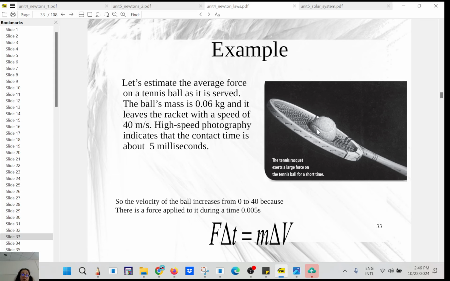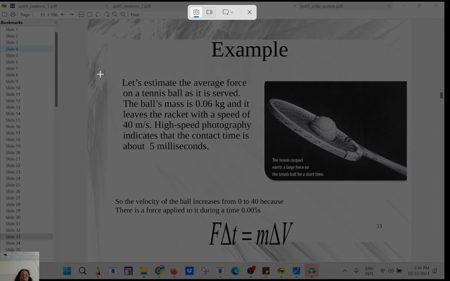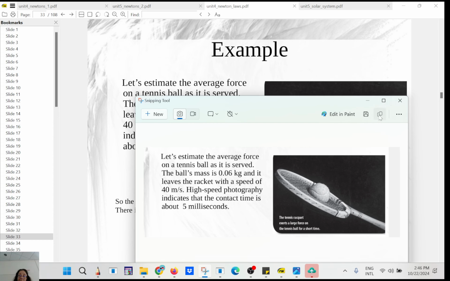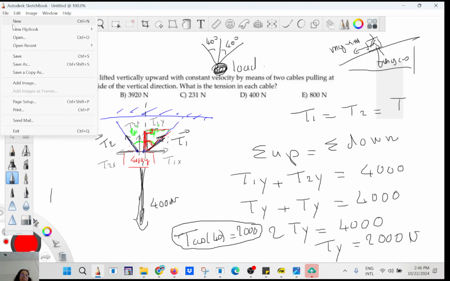And so let's try to do this one. Let's do the numerical problem. So a lot of applications. Don't forget this also for the test, right? Remember this.